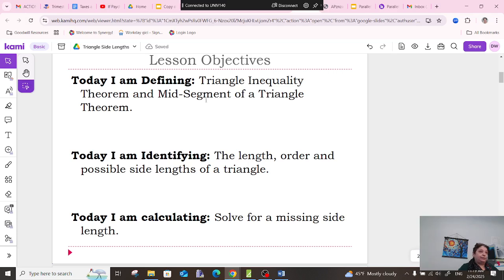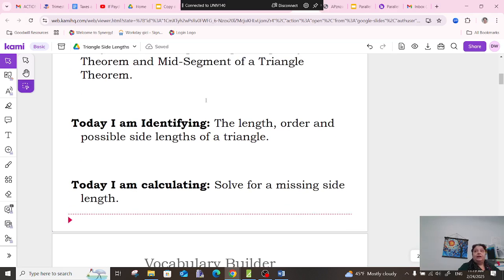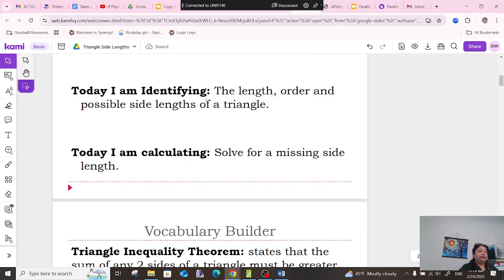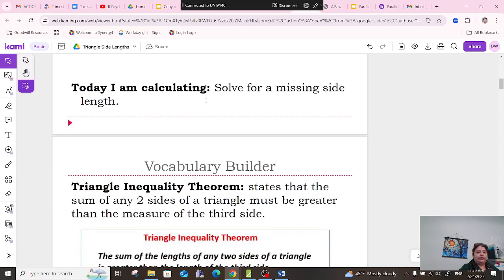I have another experiment with the mid-segment of a triangle theorem, but we're running out of time because we're behind a little bit, so I'm going to skip that experiment. Okay, we're also going to use what's called the hinge theorem to identify the length and order of side lengths of a triangle and angle measures. It's called the hinge theorem because of a hinge on a door, and I'll demonstrate that in a minute. And then you're going to be solving for missing side lengths of triangles.